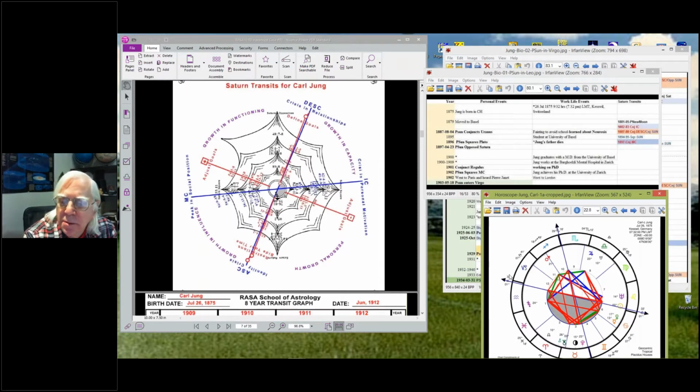Okay, so we only see Saturn. In this case, Saturn's at the bottom. It builds up. It's going to go around. Let's see. First thing we have in his chart, born in 85, moved to Basel in 79.